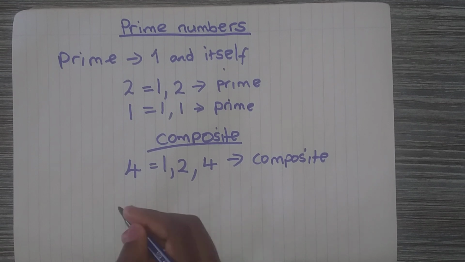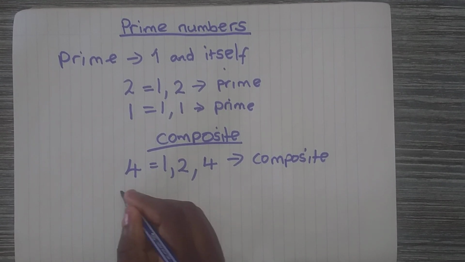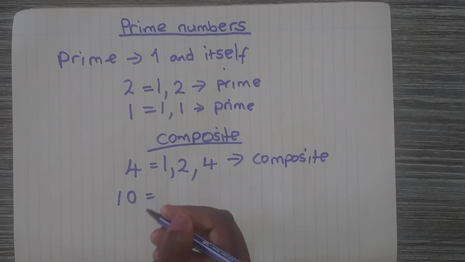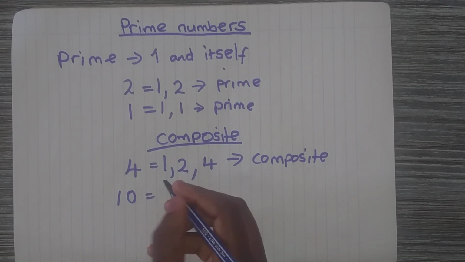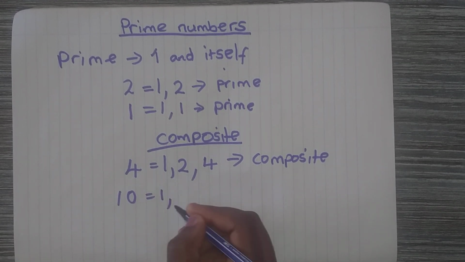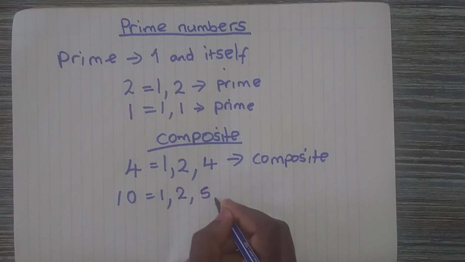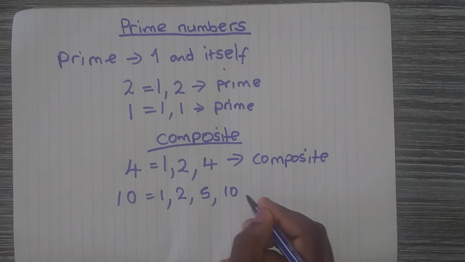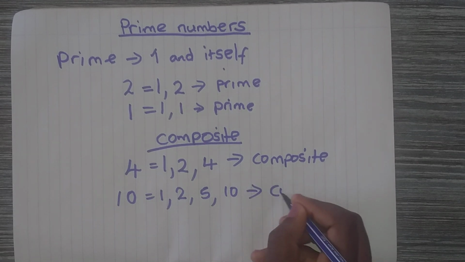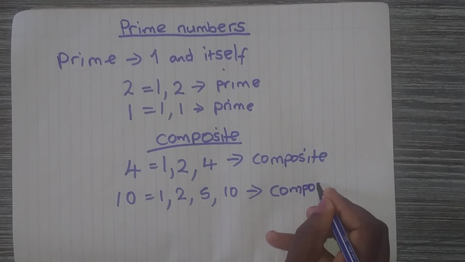What do you think of 10? Do you think 10 is a prime or a composite number? Good job if you said composite, because 1 goes into 10 without leaving a remainder. So does 2 and 5 and 10 itself. Therefore, 10 is a composite number.